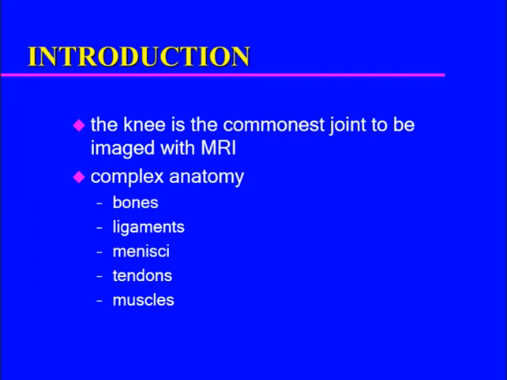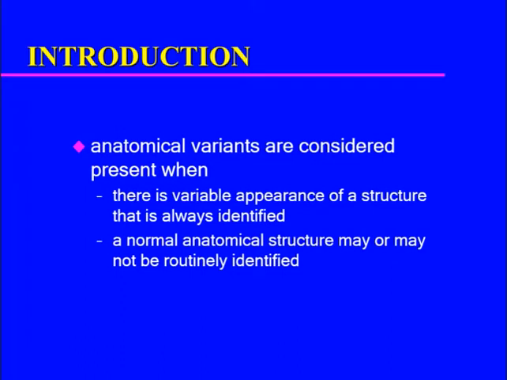So first, the knee is the commonest joint to be imaged in MRI. We see knee MRI almost every day, with all kinds of different tears and contusions and fractures, and it has a complex anatomy of bones, ligaments, menisci, tendons, and muscles. There are several anatomical variants involving each of them. An anatomical variant is considered present when there is a variable appearance of a structure that's always identified, but now it's identified in a different way, okay? Or there is a normal anatomical structure that may or may not be routinely identified.